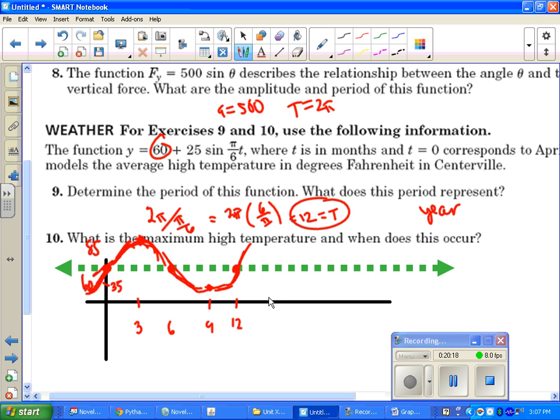All right. So it says t equals 4 corresponds to April. So if you think about, okay, April is here. Add 3 months to April. April's the 4th month, so add 3 more and you're in July. So the peak happens here in July. And that maximum temperature you can expect to be 85 degrees. All right, Centerville must be somewhere up north because it gets a lot hotter than 85 degrees here in Virginia. So the max temperature is 85 degrees, and that happens in July.